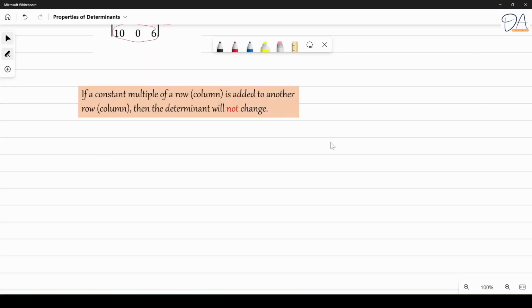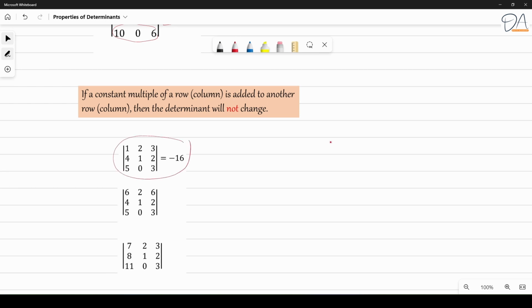Next, if a constant multiple of a row or a column is added to another row or column, then the determinant will not change. Let's illustrate this with an example. Again, assuming that we already know the value for this determinant, now let's say we do the following operation. We take the third row and add it to the first row, and so this becomes the first row.